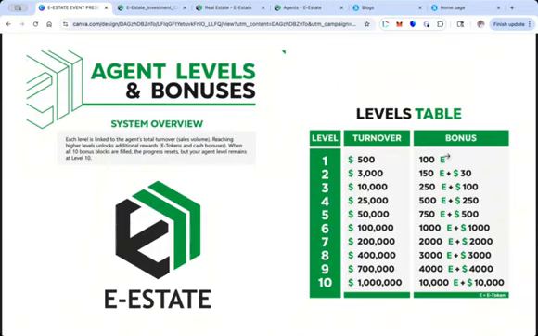Now, here's the first major level, which is going to be agent level four with $25,000 of turnover, and you're going to get a 500 e-token bonus, but you're also going to get a $250 cash bonus that you can withdraw in crypto from the company. That's what I love about this company. Now, these levels go all the way up to agent level 10, where you've brought in $1 million of qualified volume within your organization. When you get to that level, you're going to get 10,000 e-tokens from the company, and you're also going to get a $10,000 cash bonus, which you can withdraw in crypto the same day.